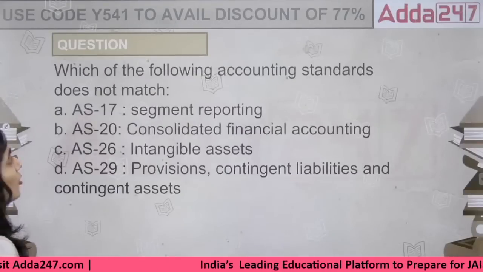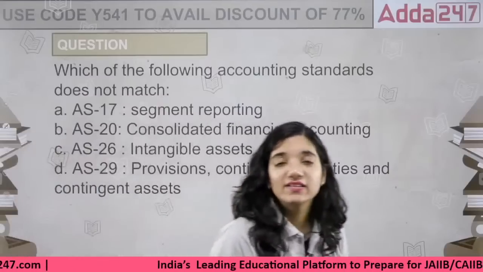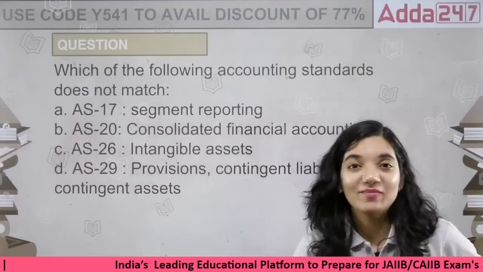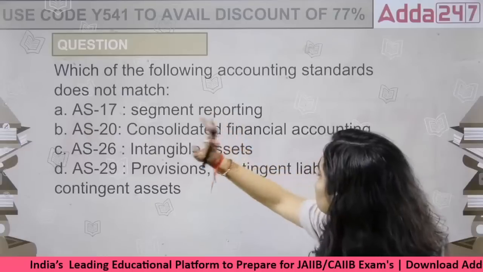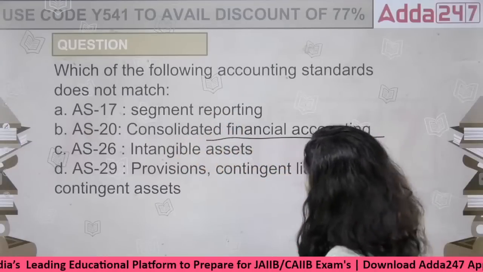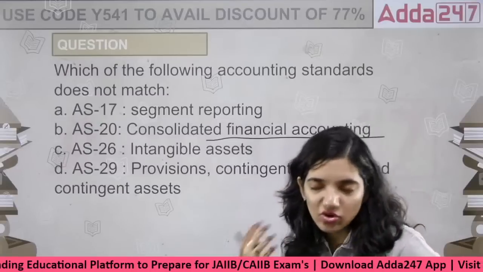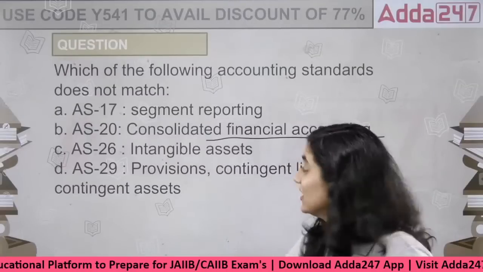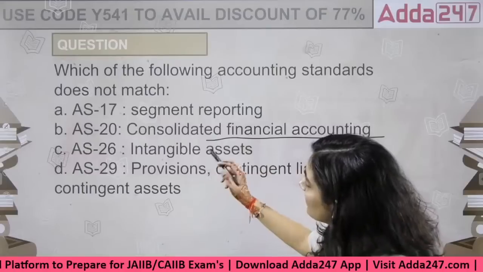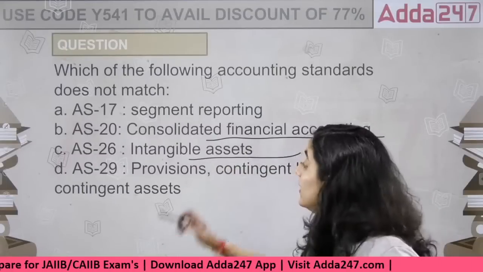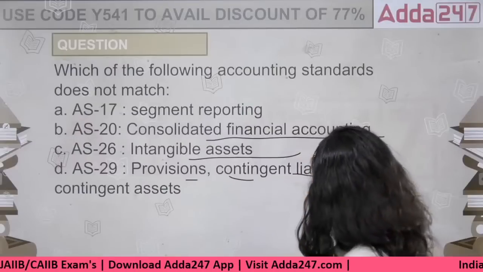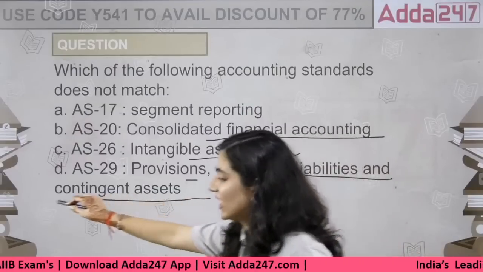Now moving on, which of the accounting standards does not match? Now comes the match the following. AS 17 is segment reporting. AS 20 is CFS, or consolidated financial statements. Next is accounting standard 26, valuation of intangible assets, and AS 29, provisions, contingent liabilities and contingent assets.